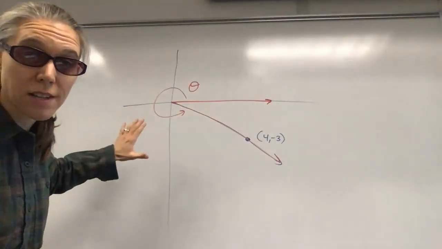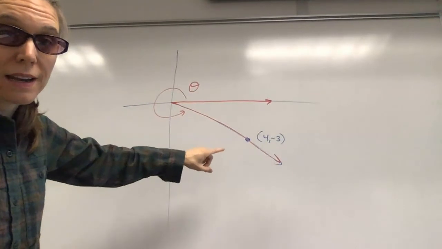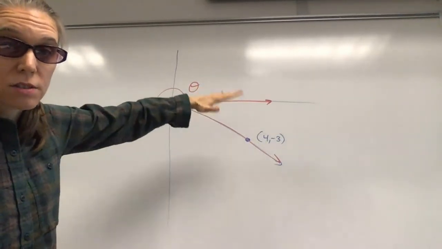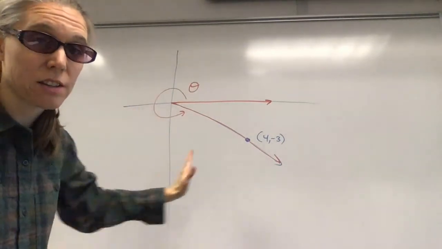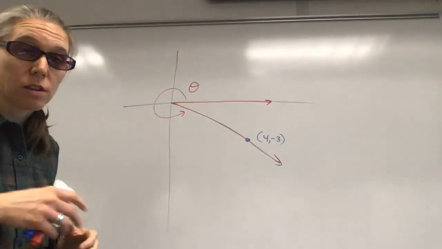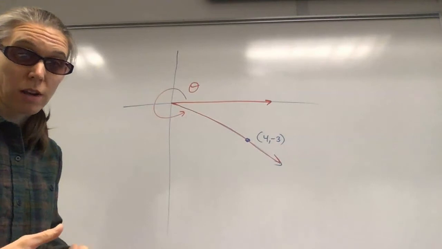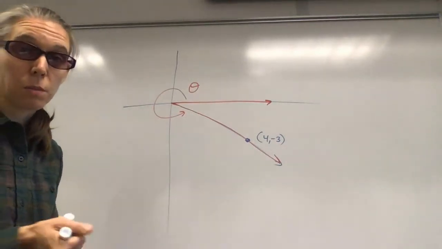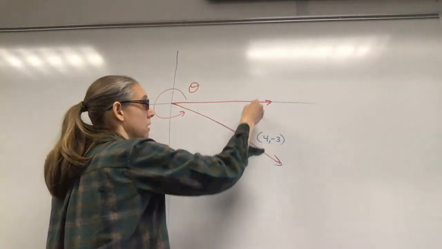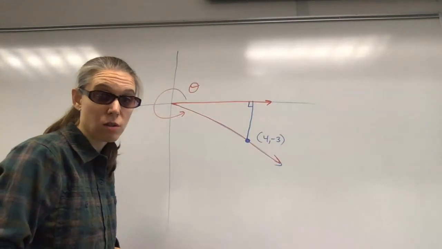So I have drawn a diagram here for question 3. I have put my point (4, -3) down in the 4th quadrant where it belongs. And here is the initial side, here is theta, here is my terminal side. So in order to determine the sine, cosine, tangent, all of the functions, I'm going to use a reference triangle. And that reference triangle is formed by taking this point and dropping a perpendicular to the x-axis, and then I'm going to label the sides of the triangle.